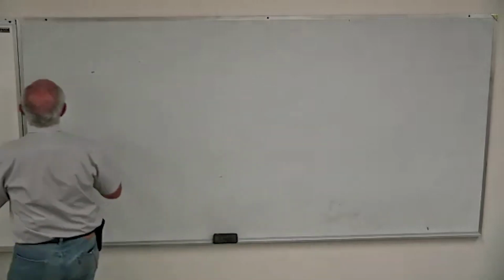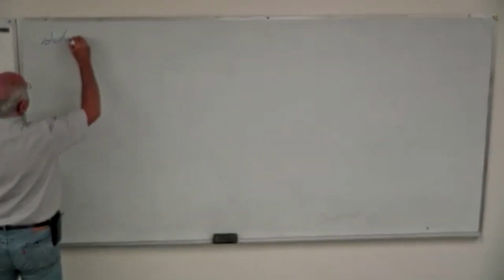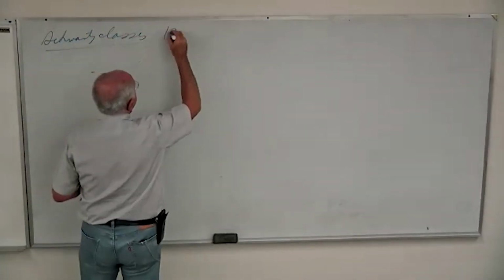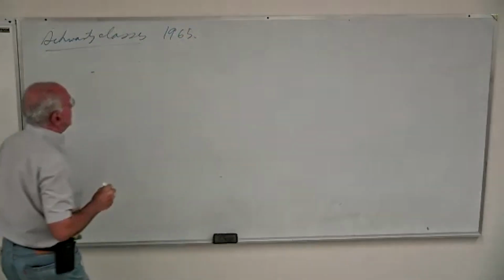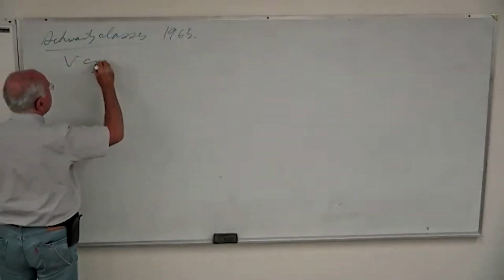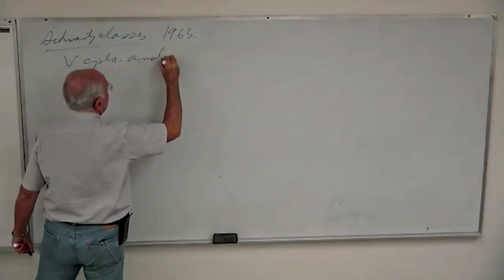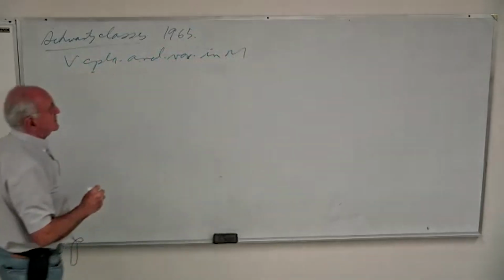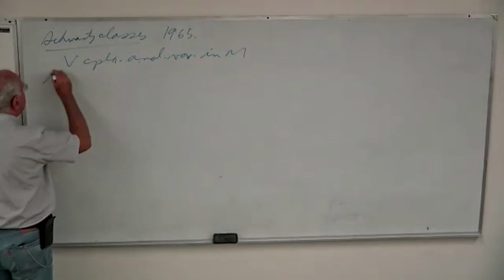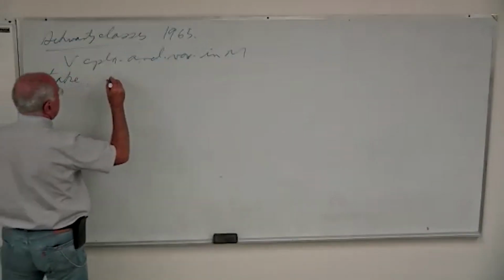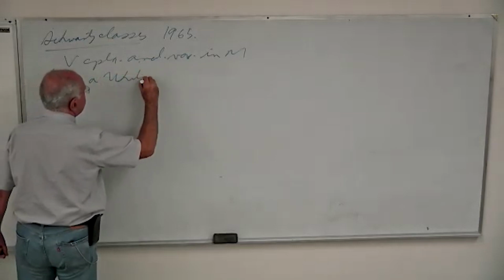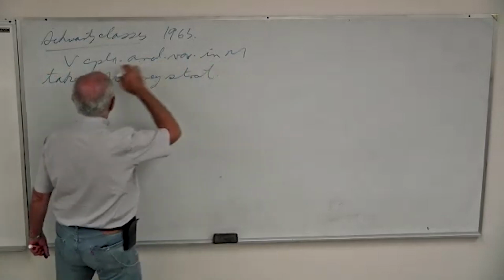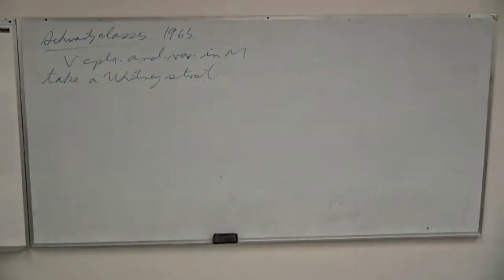Okay, so what are the Schwartz classes? These were defined in 1965. You take V, a complex analytic variety, in a complex manifold M. Okay, now take a Whitney stratification for M adapted to V, so V is a union of strata.